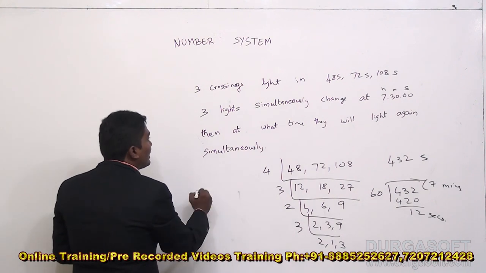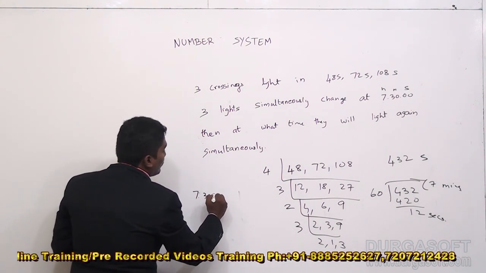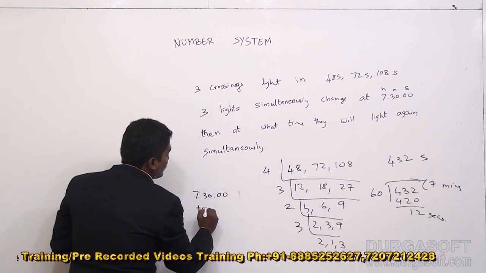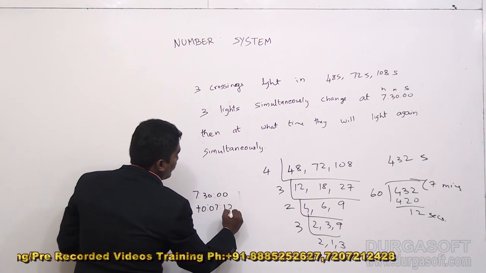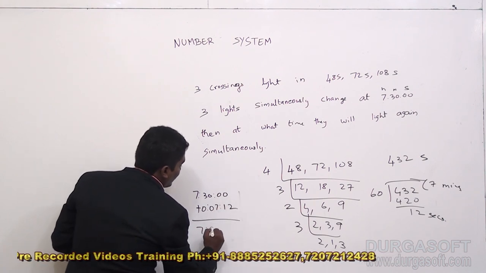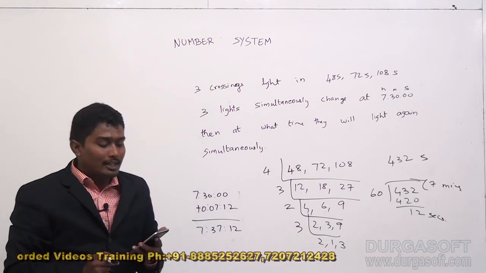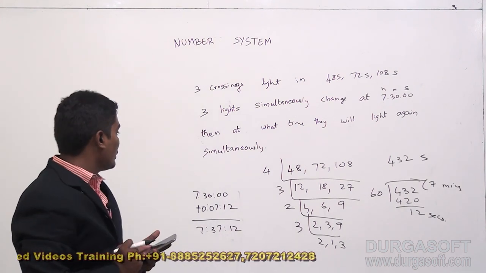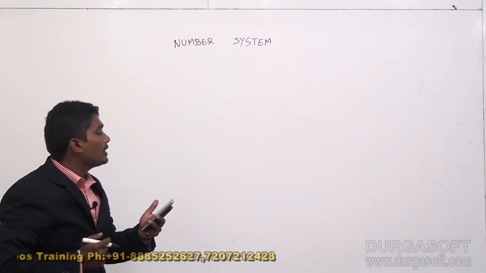So the time at which they light again together is 7:30 plus 0 hours 7 minutes and 12 seconds, which is 7:37:12. At this time they will be ringing together again. This will be the answer for this question. So there is one question based on LCM, after which we'll go to the next question.